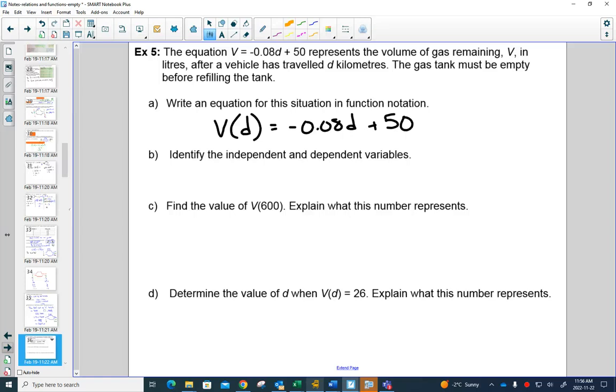What's your independent variable? Always what your x would be. And what your y is, always. So this is independent, this is dependent. Independent is the distance. You are in control of that. The volume of gas depends on how much you've driven.